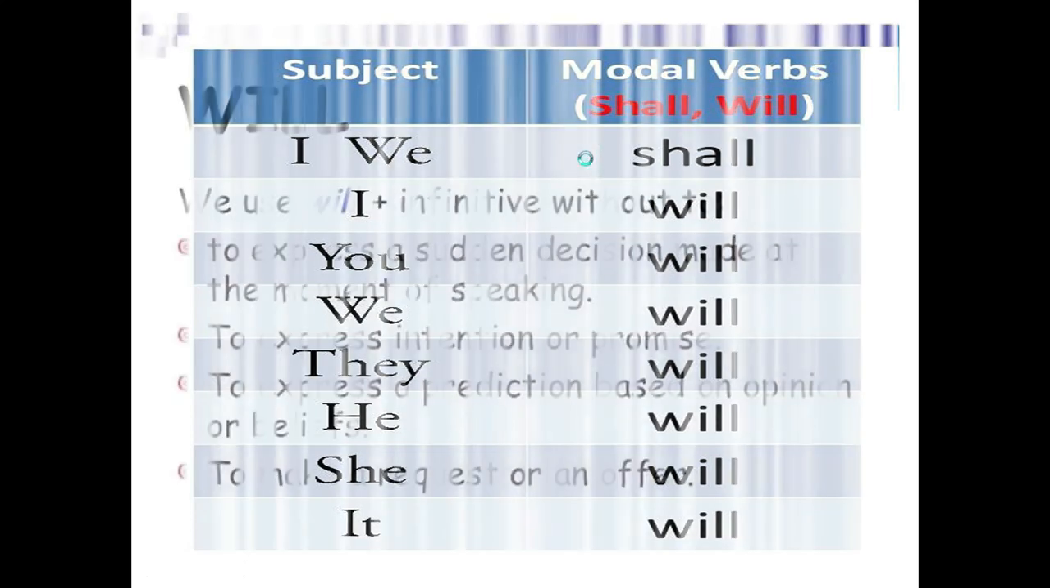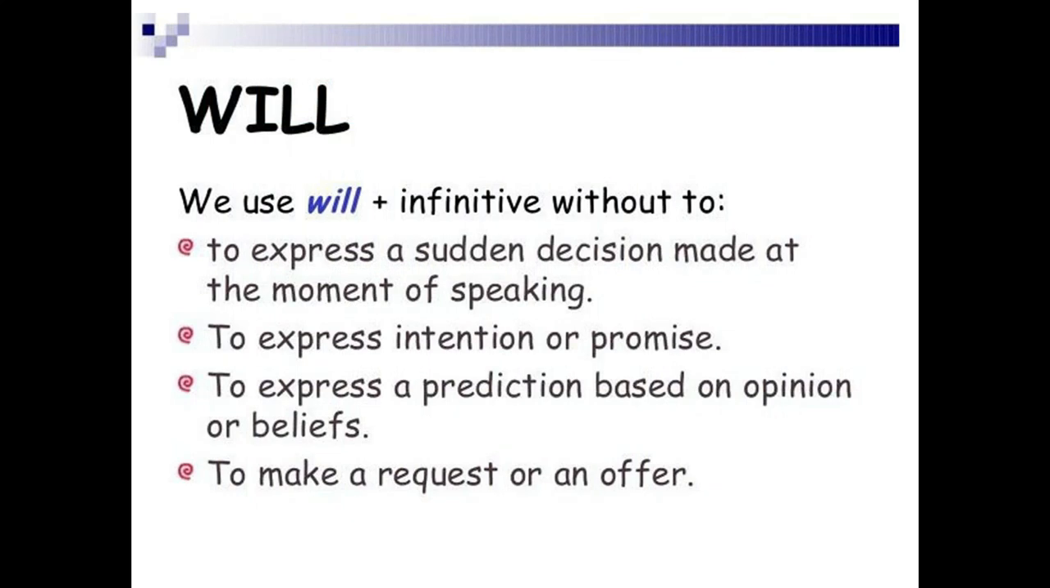Okay, let me tell you separately what the uses of will and shall are. When we use will, we use will plus the infinitive without to, which means the first form of the verb without to. We use will to express a sudden decision made at the moment of speaking. Like you make a decision: I will go to my grandparents' house tomorrow, or I will buy a big house for myself. This is a sudden decision that you are making at the time of speaking. For that you use will.